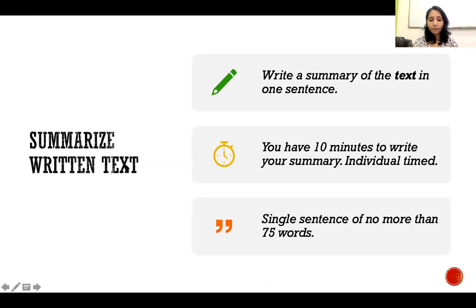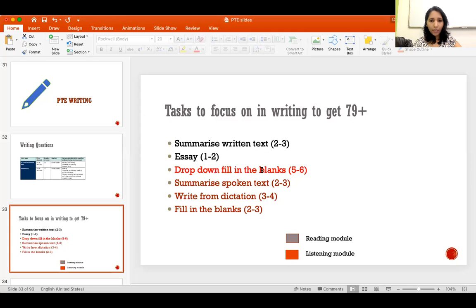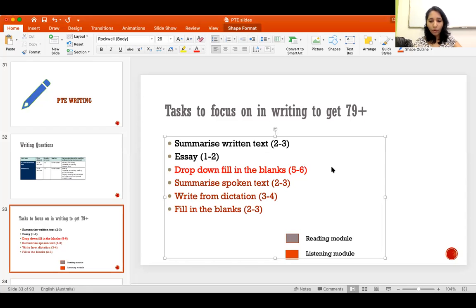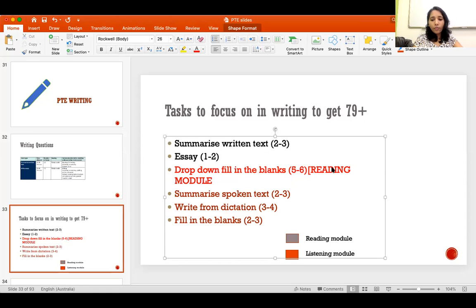So this question type, let me make that a bit clear for you. Let me share my screen. Okay, I'm just making this a bit clear for you, okay? So drop down fill in the blanks, this appears from your reading module. So let me open up a bracket. This is from your reading module. Okay, so this contributes a lot of points towards your writing. It contributes about, at least, if there are 5 blanks, then at least 30 to 35 points are coming from this question type.